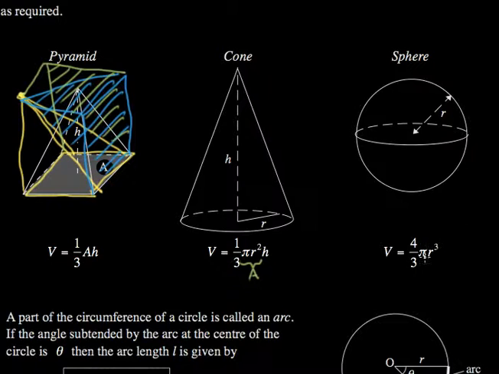And the volume of the sphere is 4/3 pi r cubed. There's a really good YouTube video explaining why this formula works, and it's very difficult to explain on this video. I'd suggest you search YouTube for why that's the case. It's quite an interesting video.